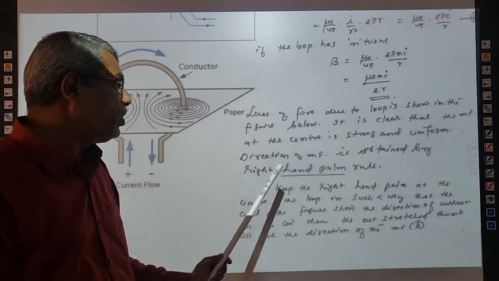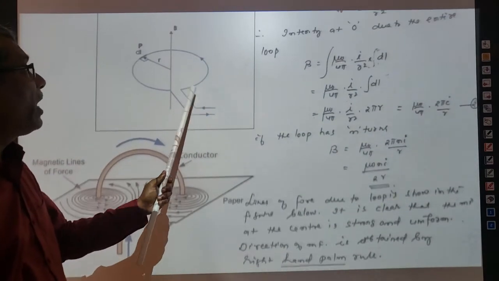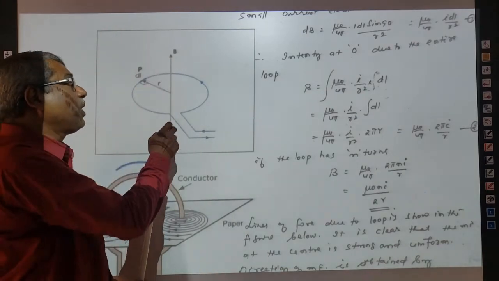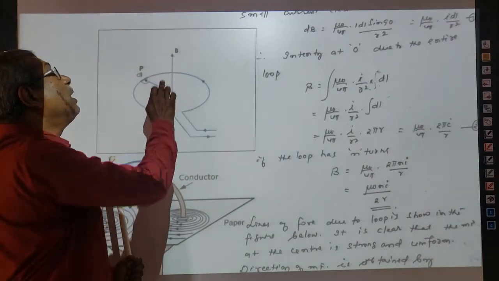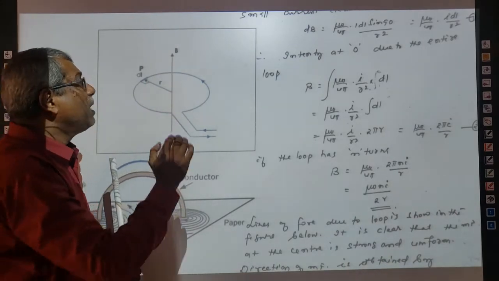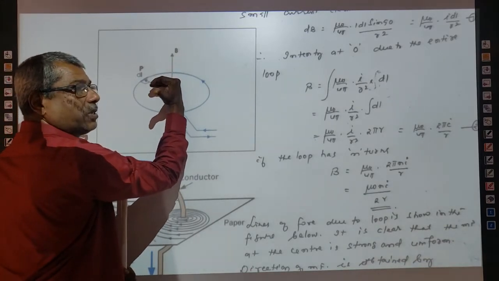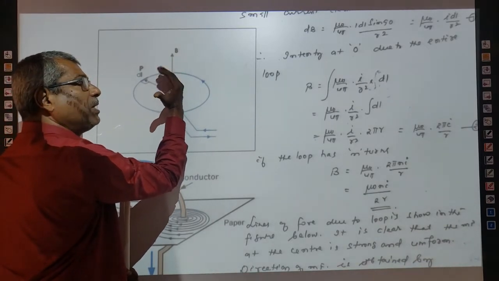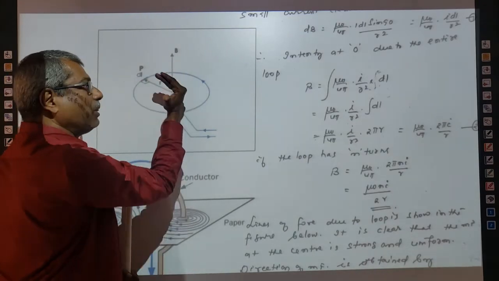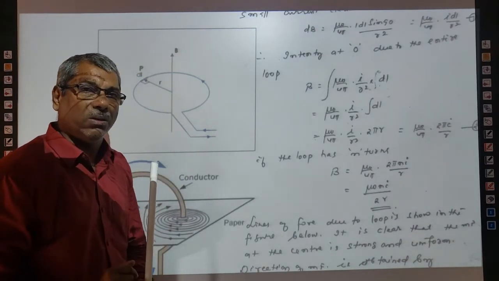Direction of the field is obtained by the right hand palm rule. Now in the second diagram, suppose this is a coil, and this is the line passing through it, the axis. I will keep my hand at this particular point and turn my fingers like this. The fingers are turned in such a way that they are in the direction of the current. Then the outstretched thumb will show you the direction of the magnetic field.